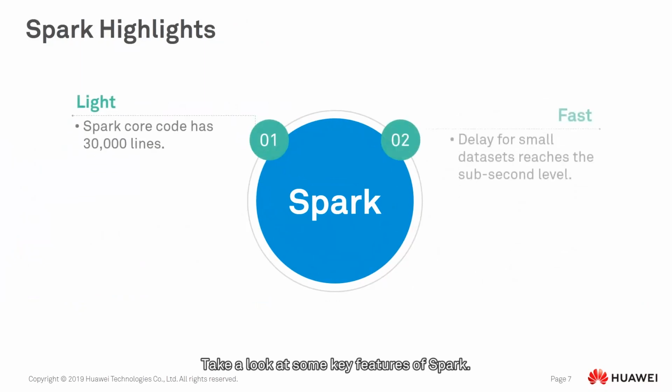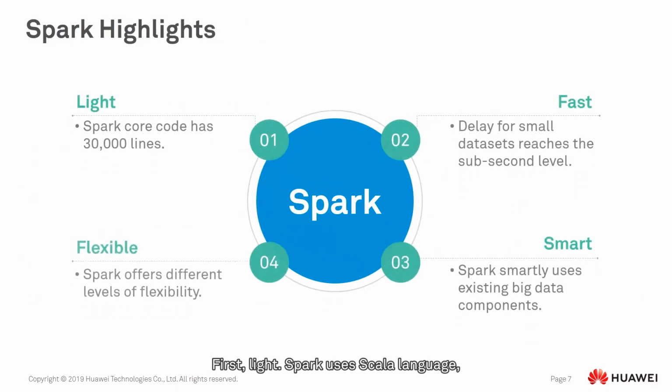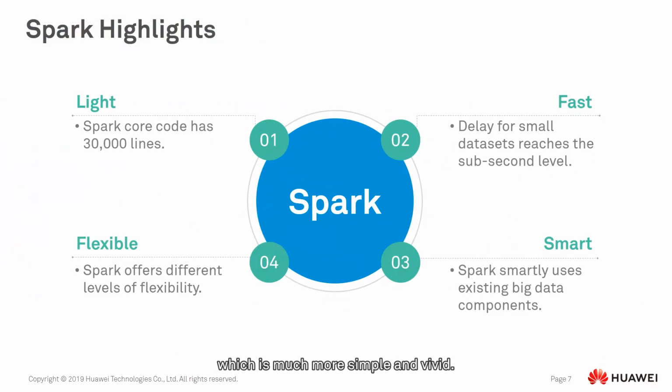Take a look at some key features of Spark. First, light. Spark uses Scala language, which is much more simple and vivid. Besides, it uses infrastructure of Hadoop and Mesos, which is also an open-source framework to manage computer clusters. So Spark has only 30,000 lines of core code.